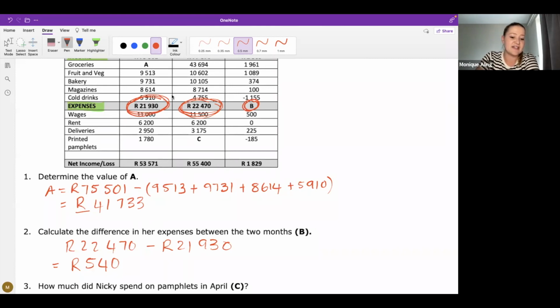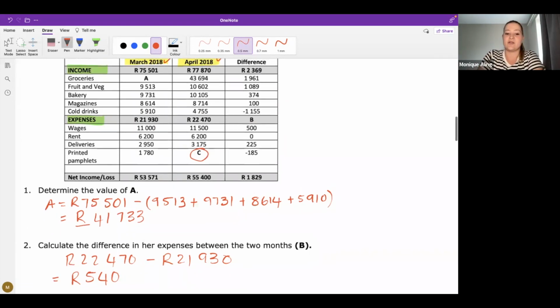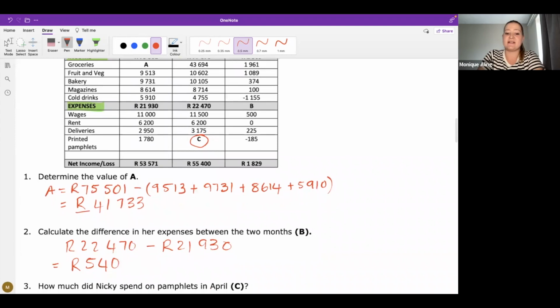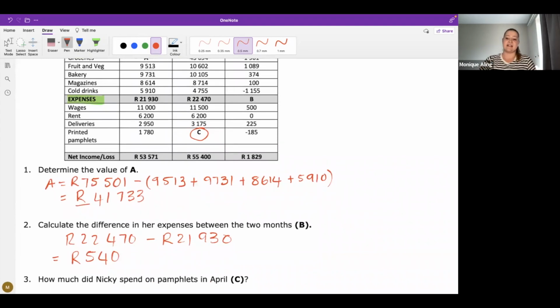Okay, then question 3 is all the way at the bottom there. It says, how much did Nikki spend on pamphlets in April? In other words, work out the value for C. Okay, and C is over here. Oops, let me get my pen. Okay, so don't put it in the chat yet, but let's work out C so long.